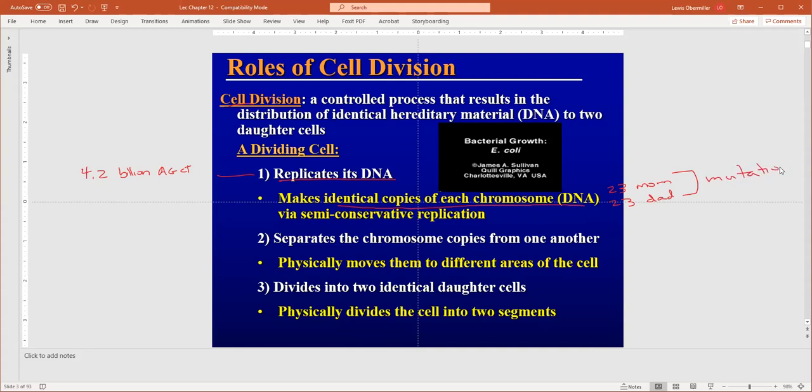Mutation. Yeah, and mutation leads to bad things. Most human diseases are caused by mutations. And we'll talk about how it does this in chapter 16, but it's called semi-conservative.